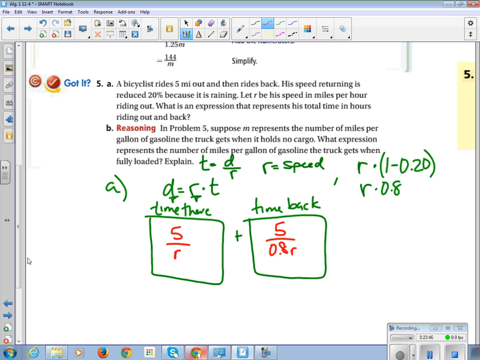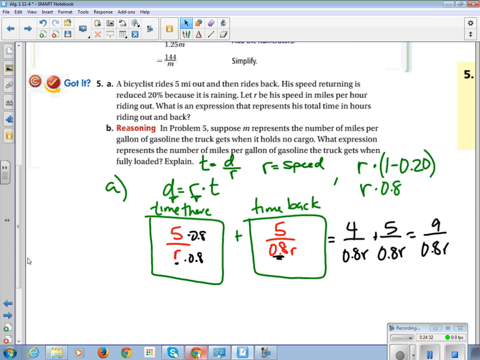So we want to combine these together. We know we have to get a common denominator. This one has a 0.8R, this one just has an R, so we need to multiply by 0.8. So 5 times 0.8, what's 5 times 8? 40. So I'm going to move the decimal place over 1. So 5 times 0.8 is 4. Now I have a common denominator, and I can add the numerators together. And I'm not sure about this, so let's test to see if 45 over 4R is equal to 9 over 0.8R.